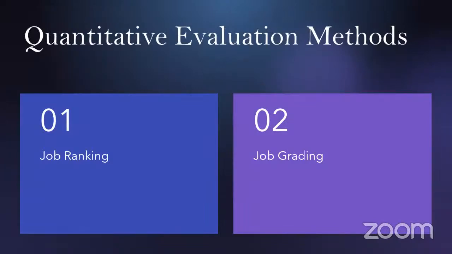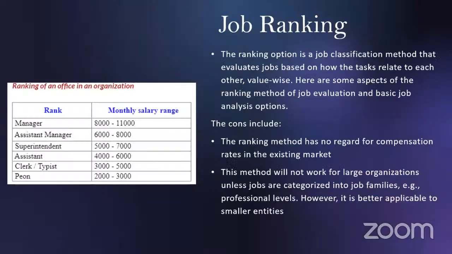Now, the two key methods under the quantitative approach are job ranking and job grading, or job classification. Under job ranking, the ranking option is a job classification method that evaluates jobs based on how the tasks relate to each other value-wise. Here are some aspects of the ranking method of job evaluation. The pros include, so if you look at the example we have there, you see here we have this.